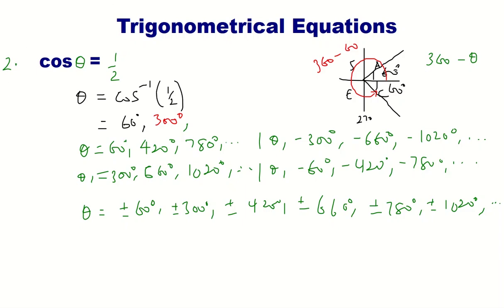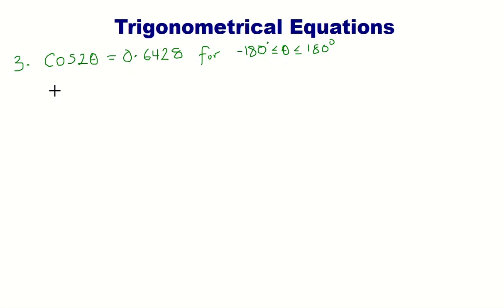All right, let's look at number 3. We have cos 2 theta as 0.6428. Now we're having our angle as 2 theta. So we want to get the values of theta that give us cos 2 theta as 0.6428. The procedure is the same. Here they give us 2 theta, not theta, so our angle we are finding is 2 theta.